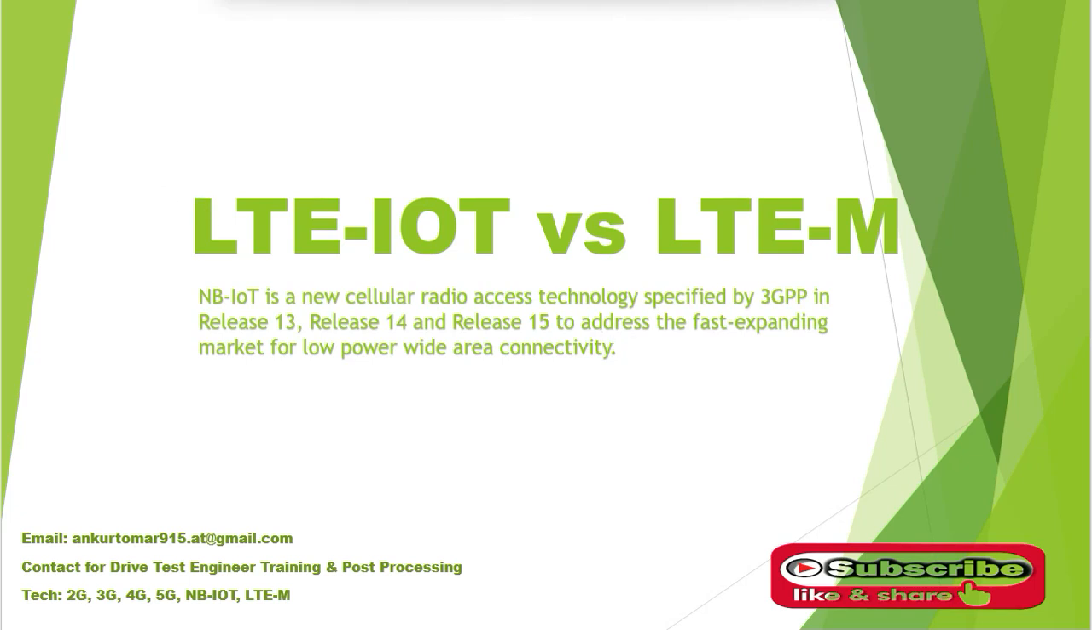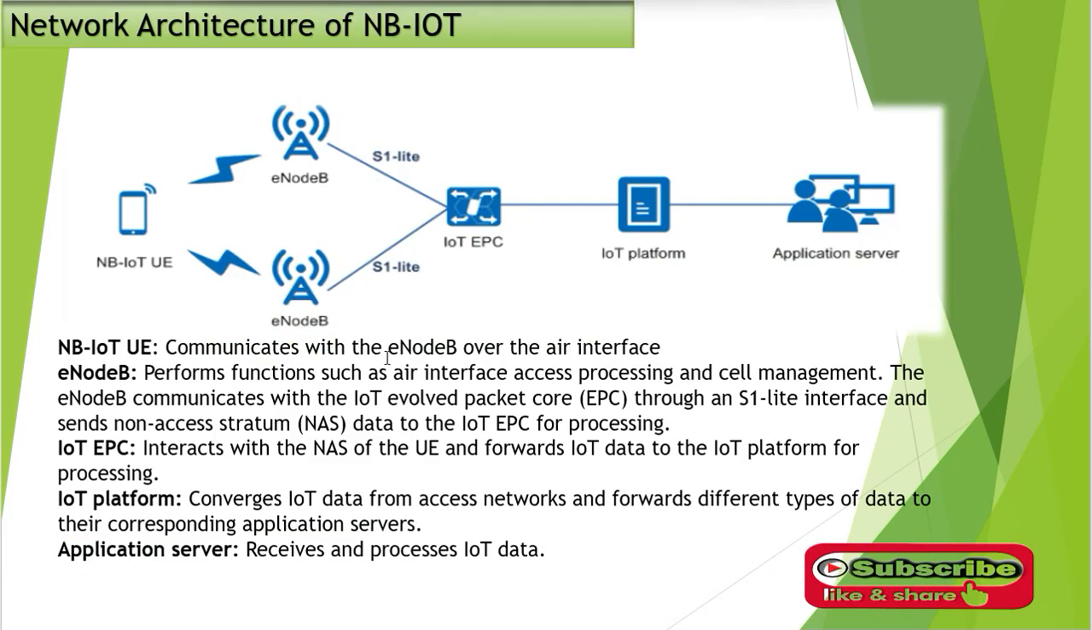Okay, so let's start. First, let's try to know about its architecture. Here you can see it looks like an LTE architecture. Here are some components like NB-IoT. NB is narrowband, and IoT means Internet of Things. This is the UE, or we can say IoT device, and this is the eNodeB, which is called BTS. In 4G it is called eNodeB. The eNodeB is connected to the IoT EPC, meaning the core network, via S1-lite. And this is the IoT platform and application server.